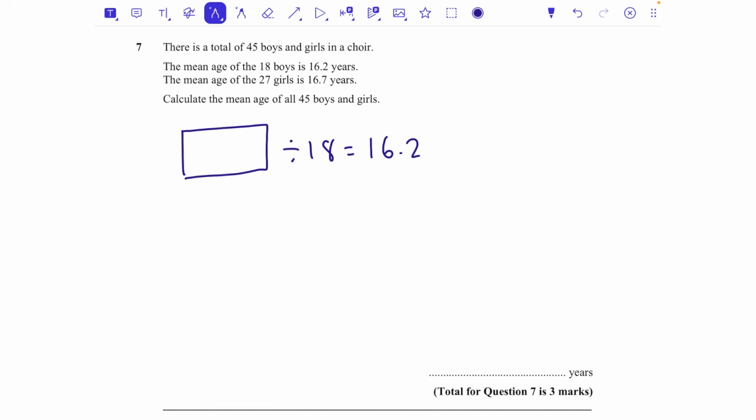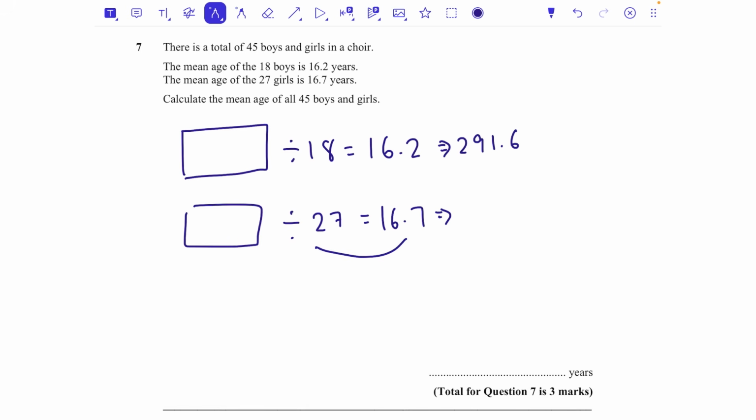So let's just work backwards here. I'm going to do 16.2 times by 18, and that's going to give me 291.6. Same for the girls. The total divided by 27 is equal to 16.7. So let's work backwards here, and we would say that if I'm timesing by 27, 16.7 times by 27 is 450.9. That must be the missing value.